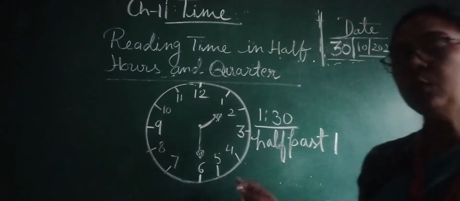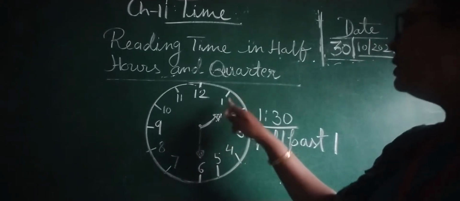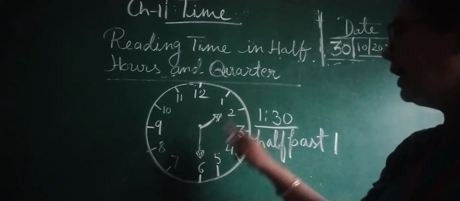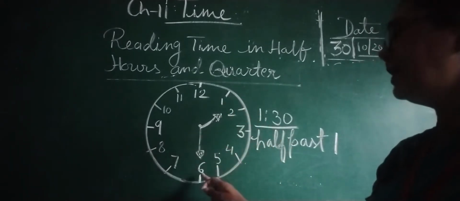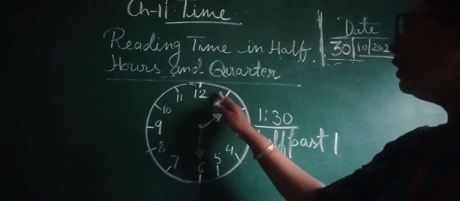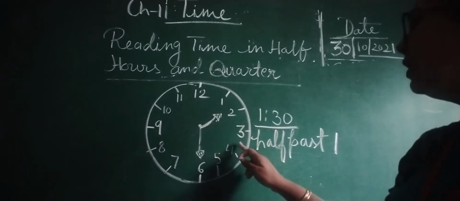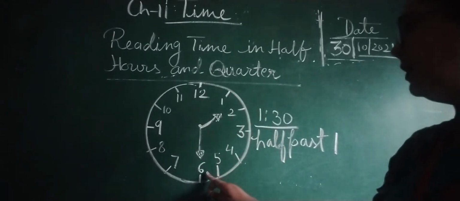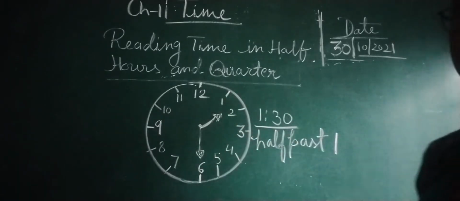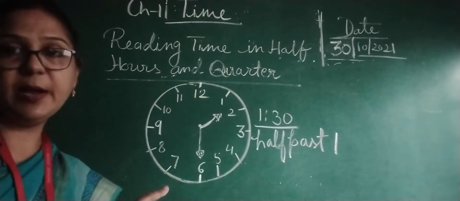Why? Because this hour hand is in between 1 and 2 and this minute hand is at 6. It means 1 o'clock has passed, and if we count here 5, 10, 15, 20, 25 and 30, it means 1:30. Now children, we have seen this is 1:30.